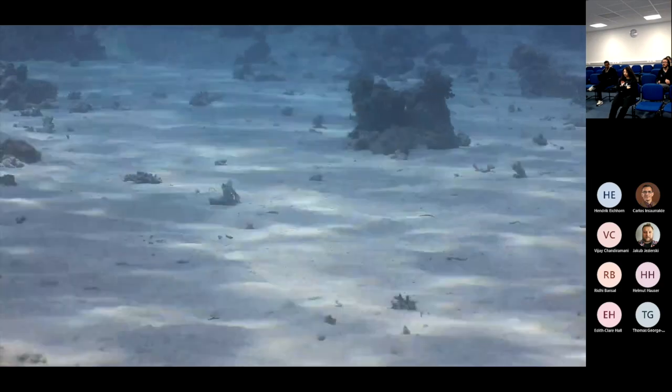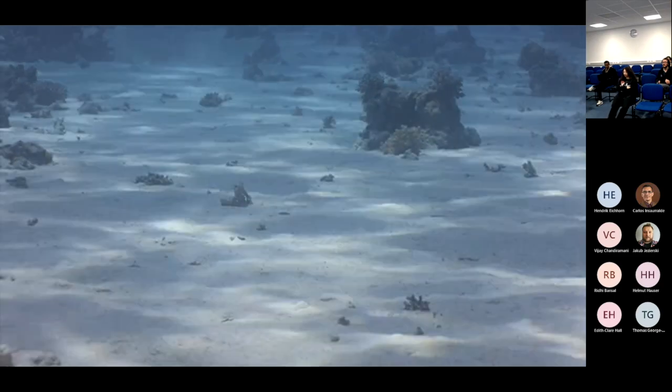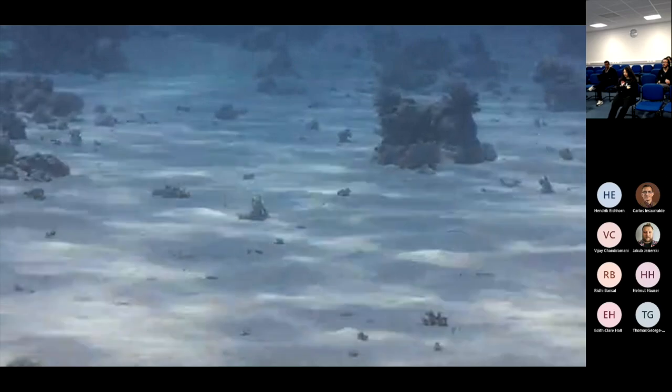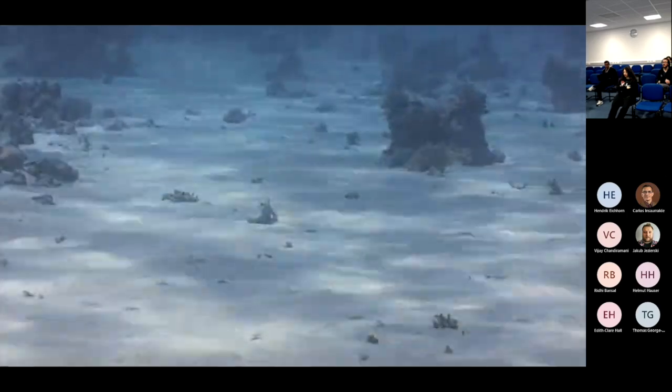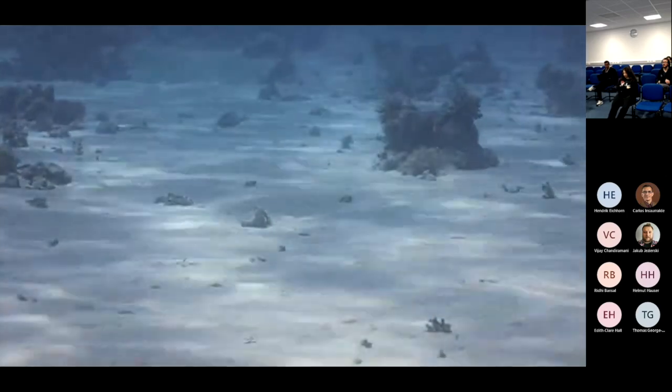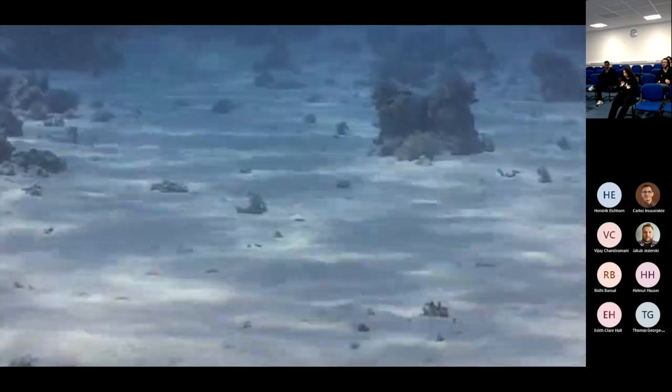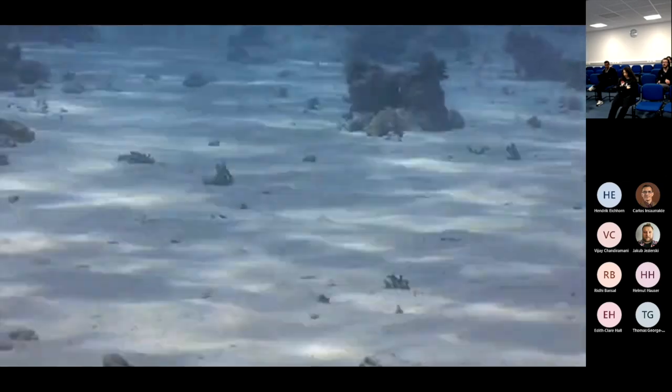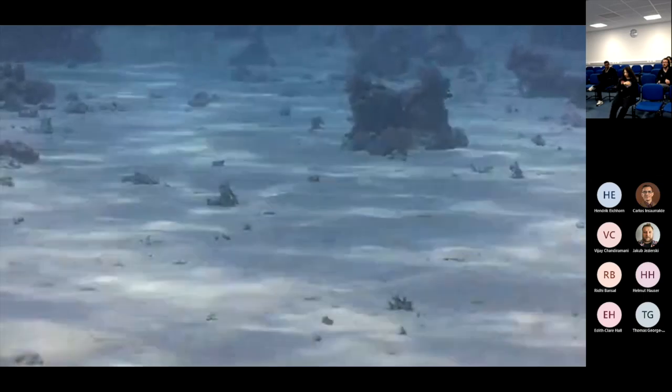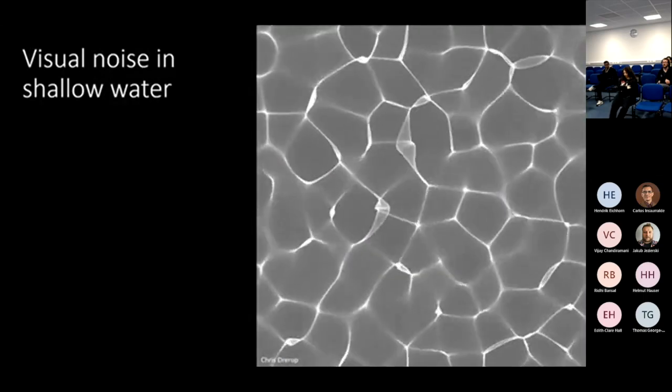This is the sort of environment that a lot of cuttlefish live in. So they live in these very shallow water environments, and you get this very, very tricky visual dynamic illumination going on. So how these animals perform normal everyday tasks in this sort of environment has been of interest to us.